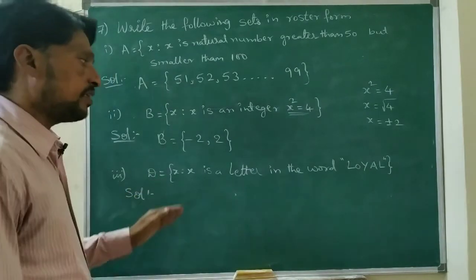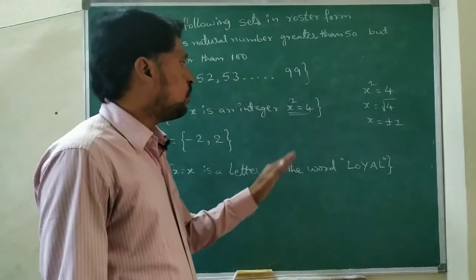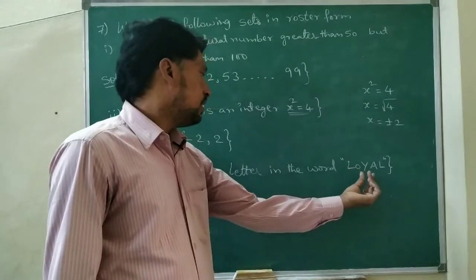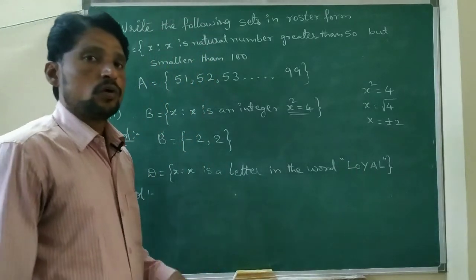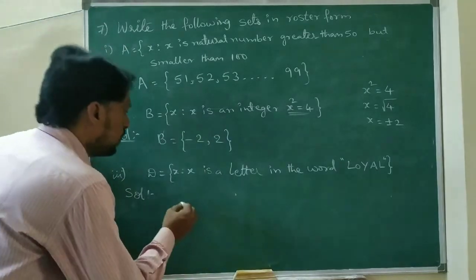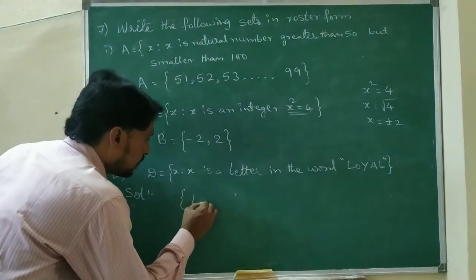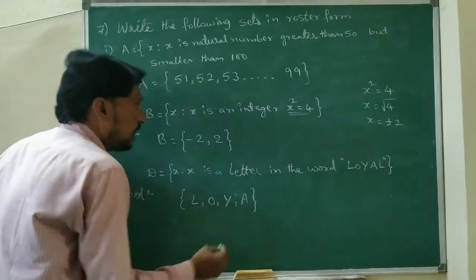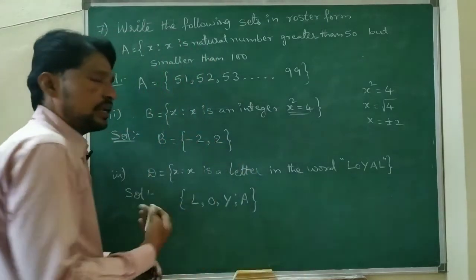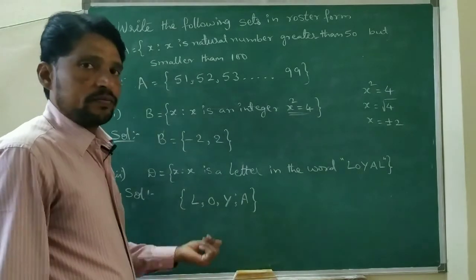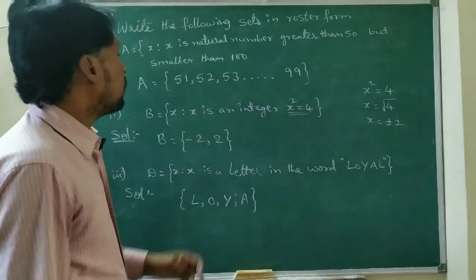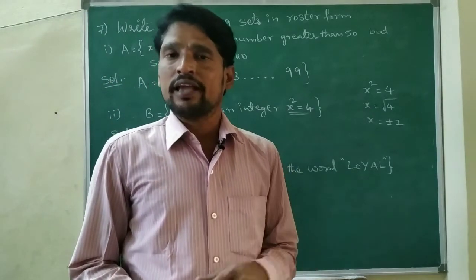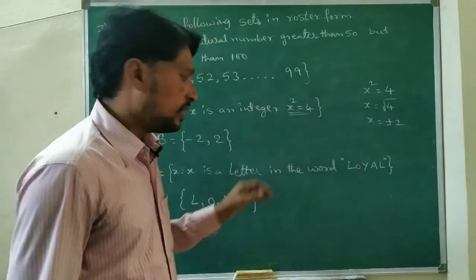Next, the third one: D equals x such that x is a letter in the word LOYAL. We can write this in roster form: L comma O comma Y comma A. L is already written, so don't repeat it in the elements. So this is the seventh one. The last question in 2.1 is the 8th one. Let us see the 8th problem.